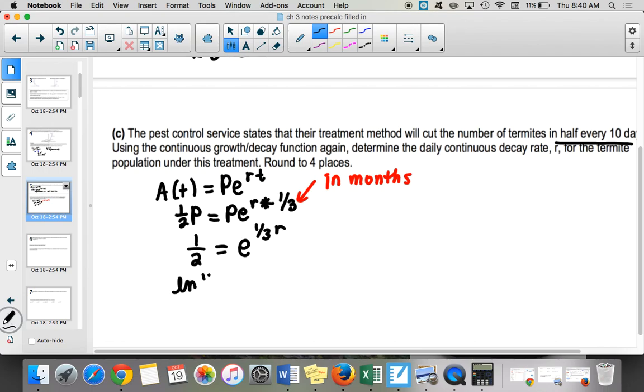And I would again do natural log of 1/2 equals natural log of e. It's going to cancel. So I get natural log of 1/2 divided by 1/3 gives me my r. Because I had a 1/3 r here, so I want to get rid of that 1/3. Now dividing by 1/3 is the same as multiplying by 3, so you could write this as 3 natural log of 1/2. And again, we can find that.